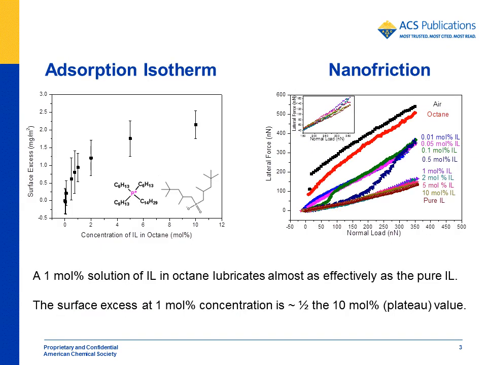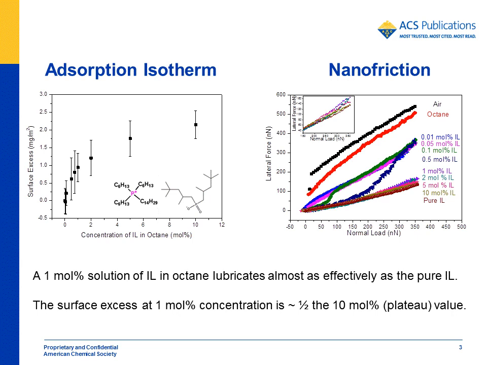Here we see the data for the experiment. On the left, we see the adsorption isotherm obtained by the QCM, and on the right, we see the nanofriction data from the AFM. If we look at the adsorption isotherm on the left first, we notice that the increase in surface excess with concentration is well fitted by a Langmuir isotherm. This indicates adsorption of the cations and anions of the ionic liquid onto the silica surface. At 10 mol%, the value of the adsorbed mass is close to the saturation value.